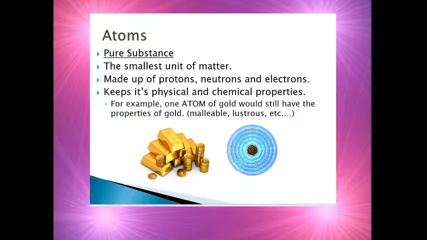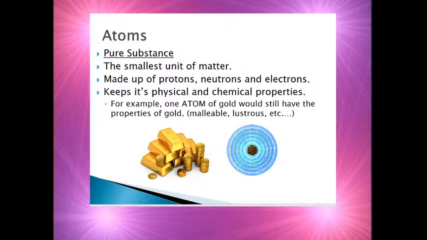A pure substance is actually the smallest unit of matter. Like atoms, when we say atom, consider it a pure substance, right? And it will be considered a pure substance. Why? Because it contains one kind of atom, right? It means all the elements come in that category. It means we can say that all the elements are pure substances because they contain one kind of atom.